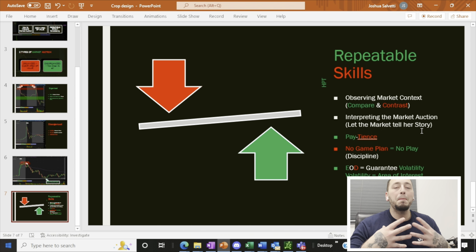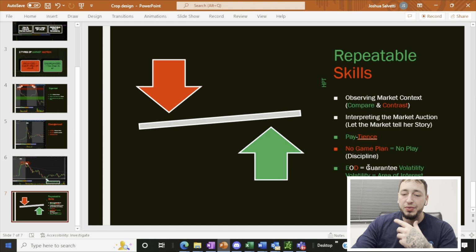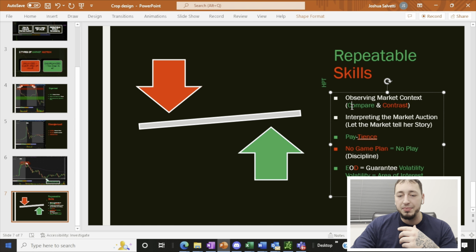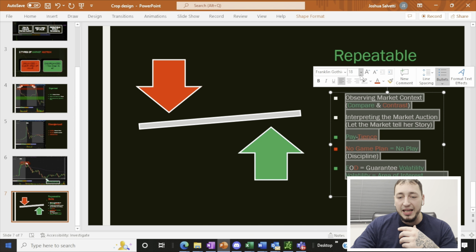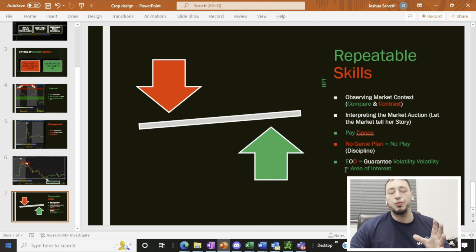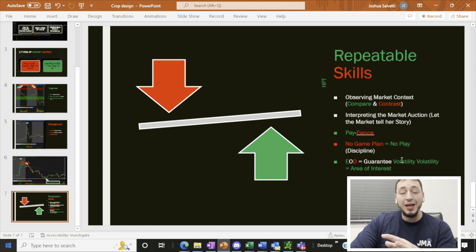Number 3 is patience. Notice how I wrote that here, patience. Patience is something that you absolutely need to use on this market. If you don't, you will get crushed. It pays to have patience. Number 4, no game plan, no play. And number 5 is end of day equals a guaranteed volatility, right? And volatility equals a guaranteed level of interest.